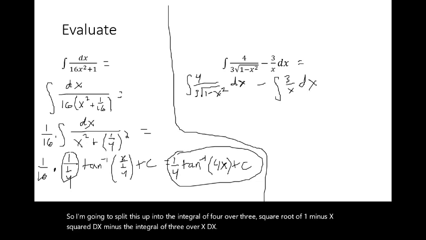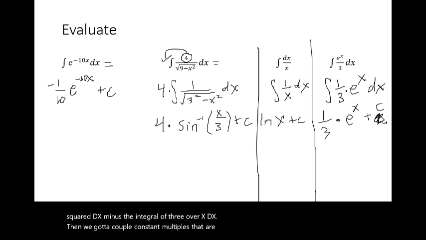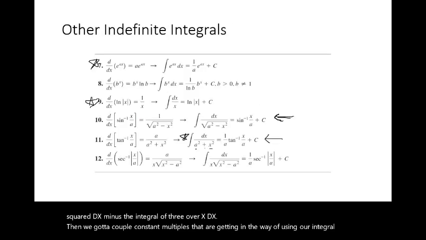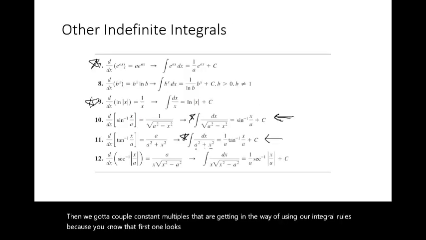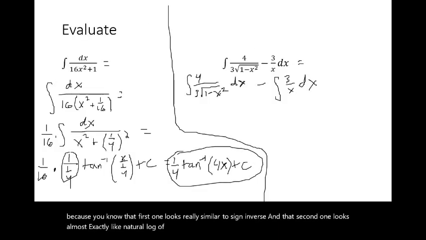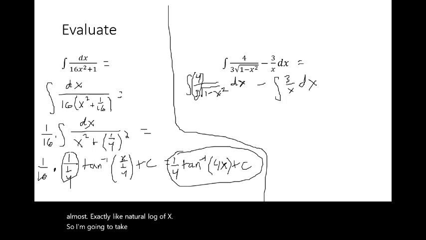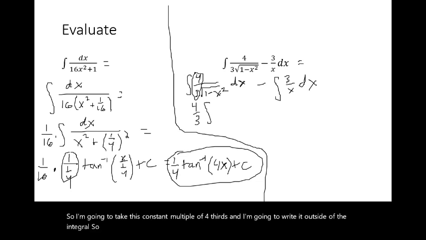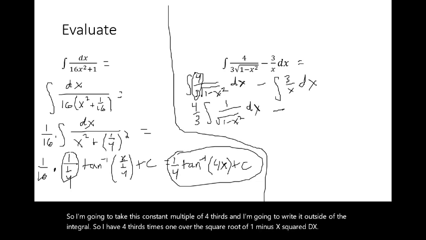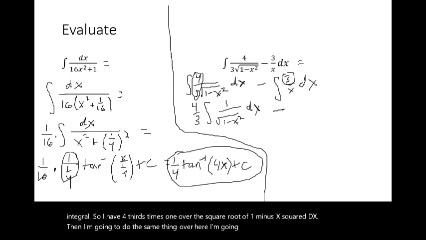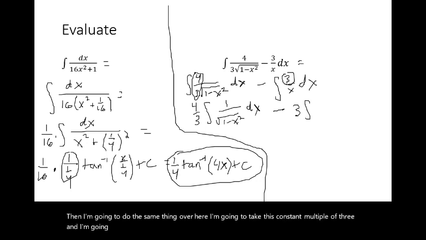Then we have a couple of constant multiples that are getting in the way of using our integral rules, because that first one looks really similar to sine inverse and that second one looks almost exactly like natural log of x. So I'm going to take this constant multiple of 4/3 and write it outside of the integral. So I have 4/3 times the integral of 1 over the square root of 1 minus x squared dx. Then I'm going to do the same thing over here. I'm going to take this constant multiple of 3 and write it outside the integral, giving us 3 times the integral of 1 over x dx.